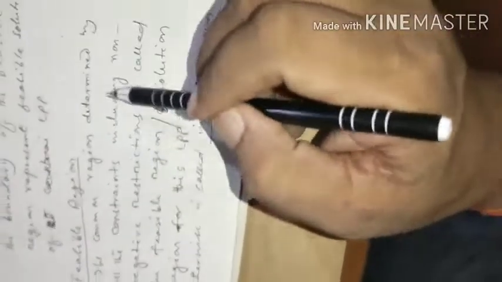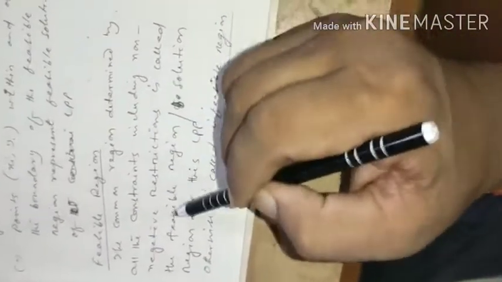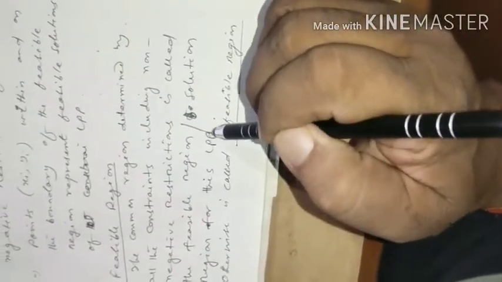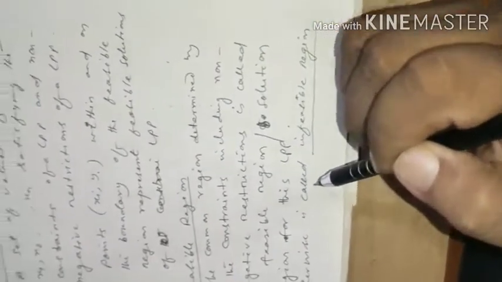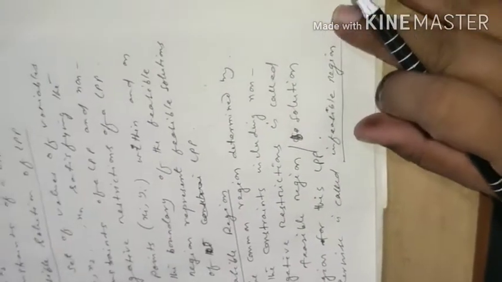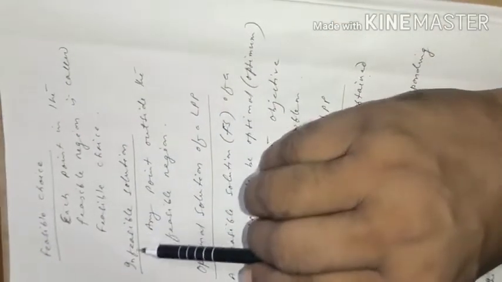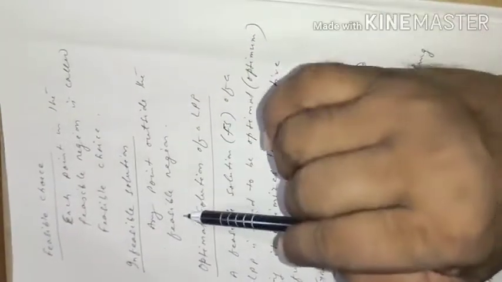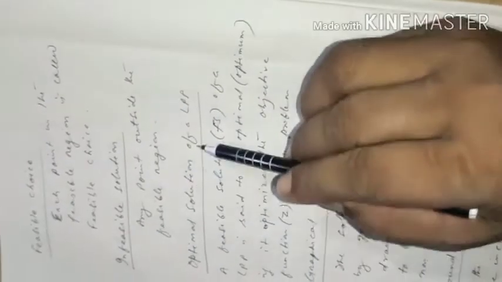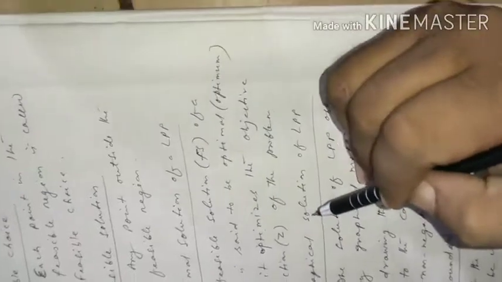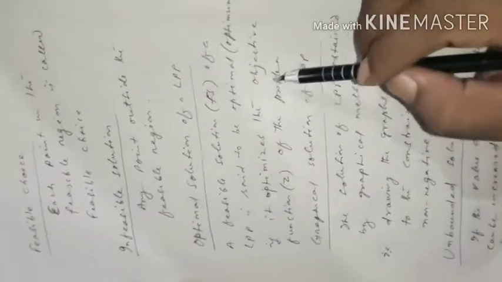And what is the feasible region? The common region determined by all the constraints, including the non-negative restrictions, is called the feasible region or solution region for the problem. Otherwise, it is called the infeasible region. Next one is feasible choice. Each point in the feasible region is called a feasible choice. Infeasible solution: any point outside the feasible region. Optimal solution of a LPP: a feasible solution of a LPP is said to be optimal or optimum if it optimizes the objective function z of the problem.